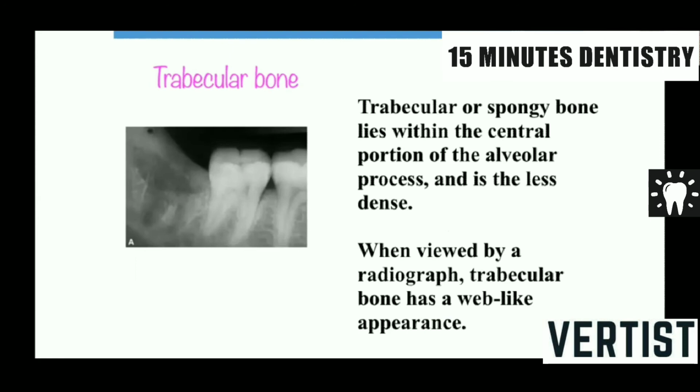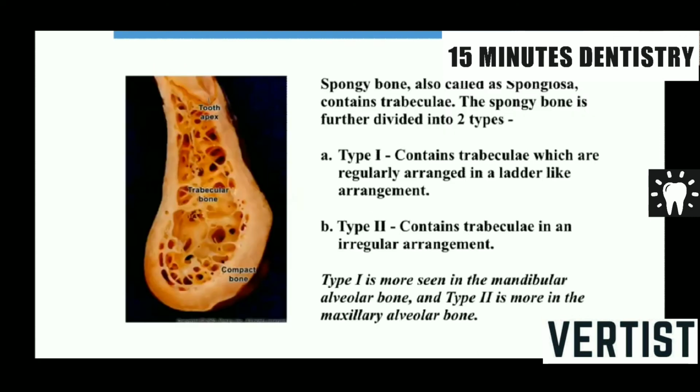Then the trabecular bone or the spongy bone lies within the central portion of the alveolar processes and it is less dense. When you see this on the X-ray, trabecular bone appears as a web-like appearance. You can see there are interlacing strands and you can see this actually appearing like a web.